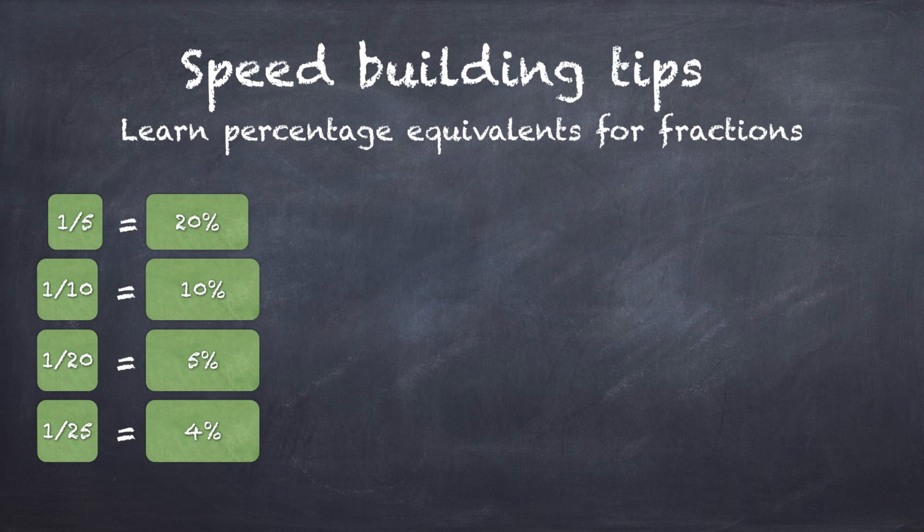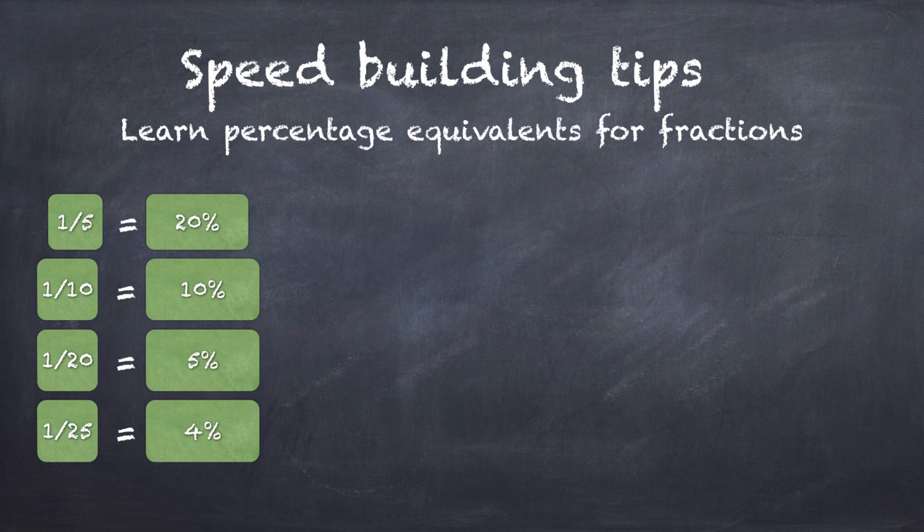Also, as usual, take your time to think of the multiples also. You have 1 by 5 and then that is 20%. So 2 by 5 would be 40%, 3 by 5 would be 60%, 4 by 5 would be 80%, and 5 by 5 would be 100%. Multiples of 1 by 10 would be very, very easy.